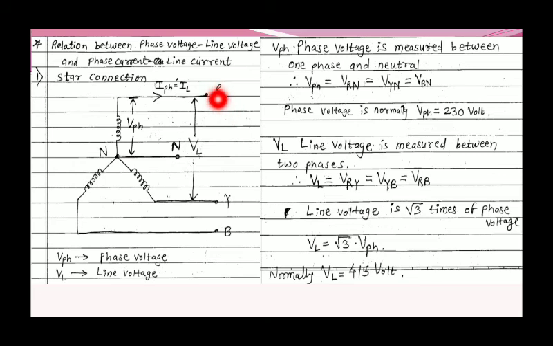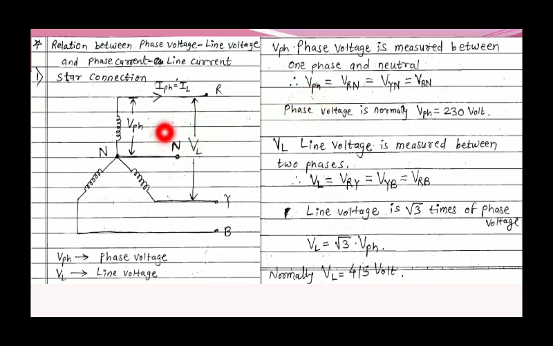This is the first end of all phases, and this is the second end of all phases. So what we are doing is short circuiting or connecting all the phases in a star connection, and we are connecting another wire that is called the neutral wire. If we measure the voltage between one phase and the neutral wire, as you can see, this is one phase and this is the neutral wire, then it is called the phase voltage.